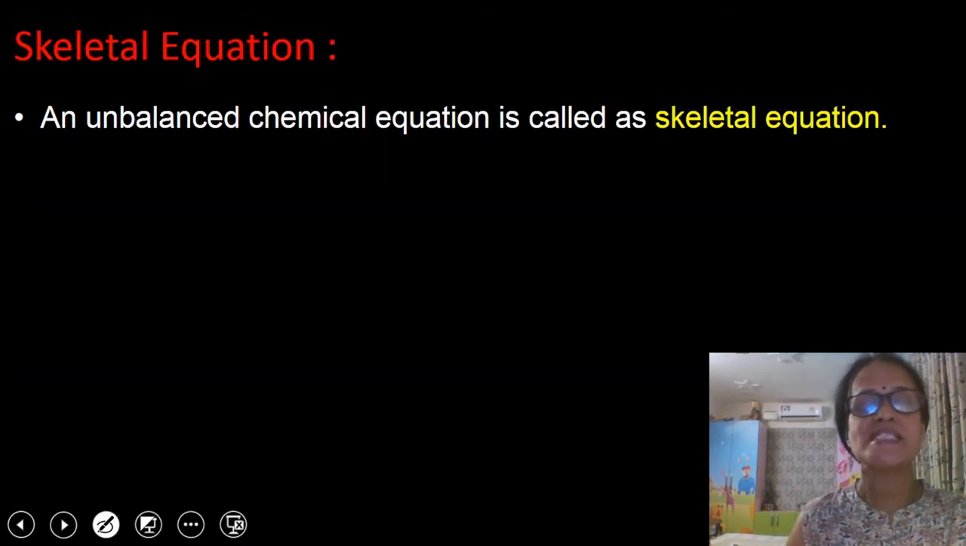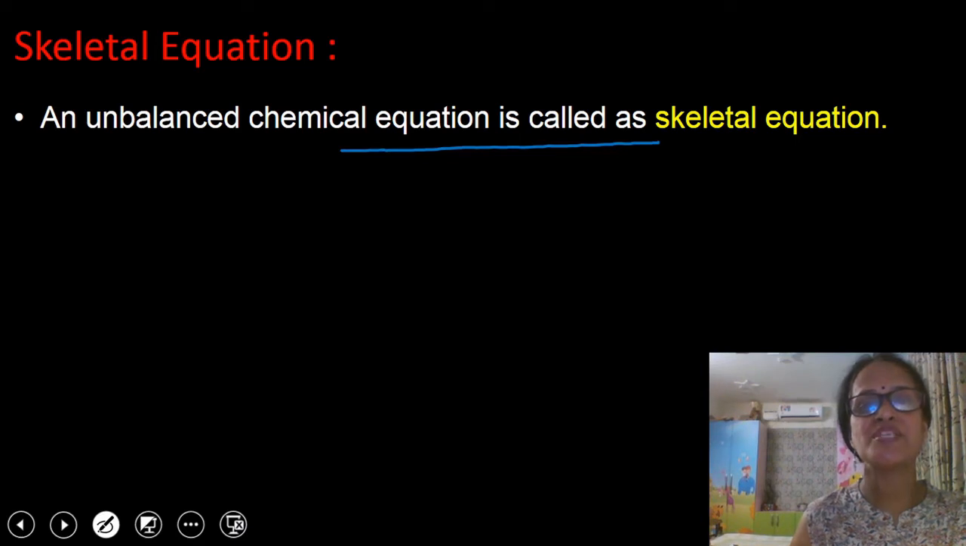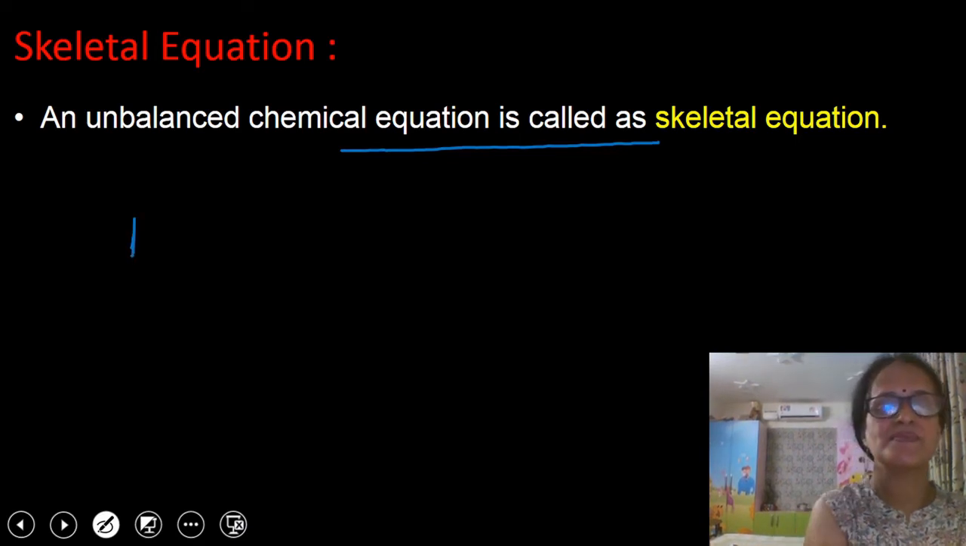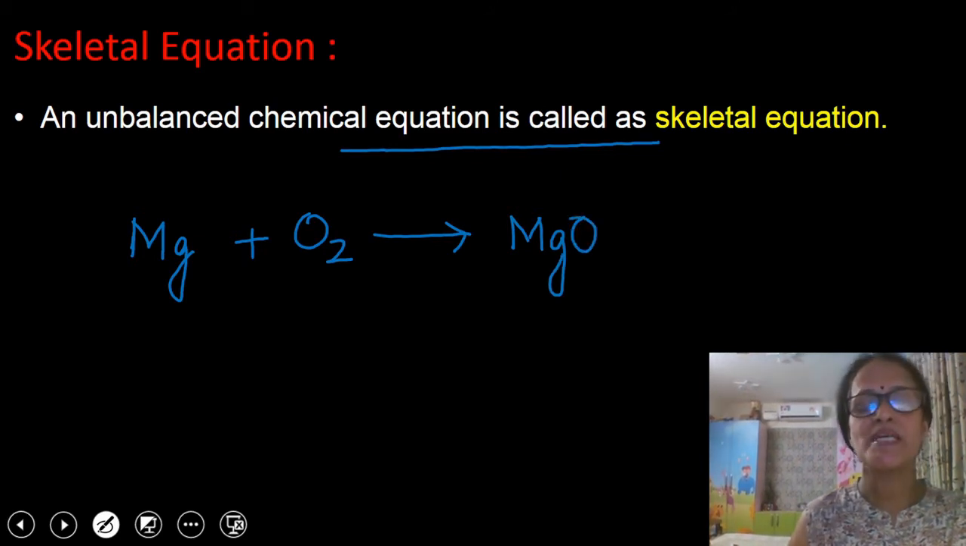Now we will learn what is a skeletal equation. Students, an unbalanced chemical equation is called as skeletal equation. For example, consider the burning of magnesium ribbon in the presence of air. Students, magnesium on burning in presence of air reacts with oxygen of air and form a white colored powdery substance, magnesium oxide. This activity I have discussed in detail in part 1.